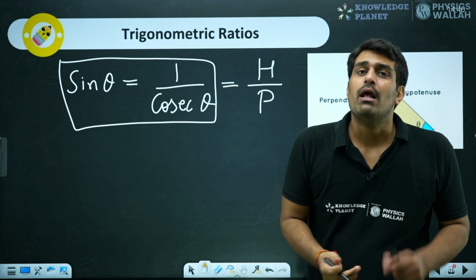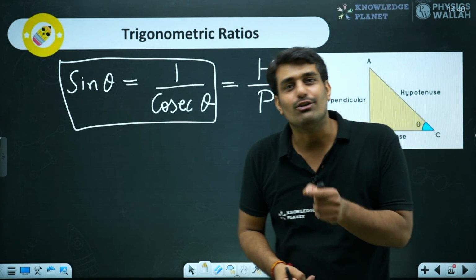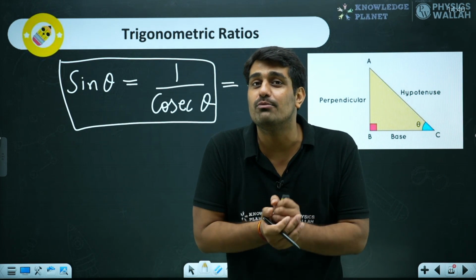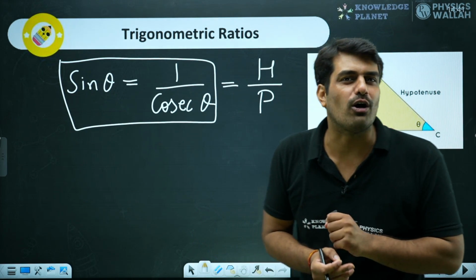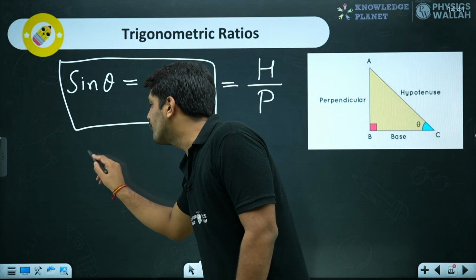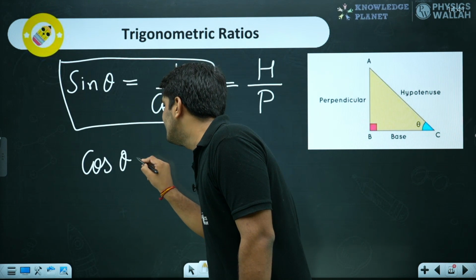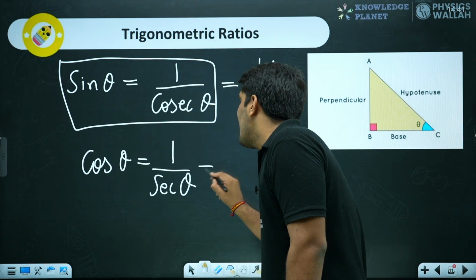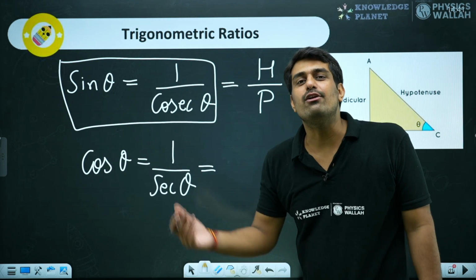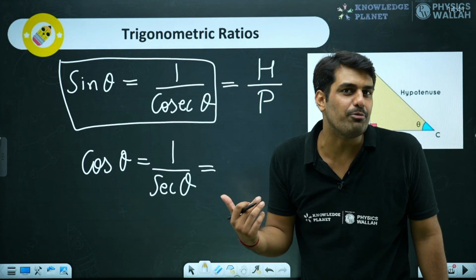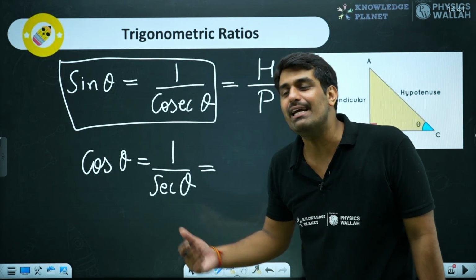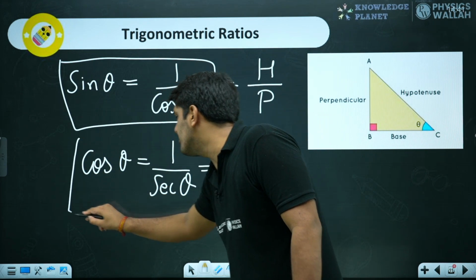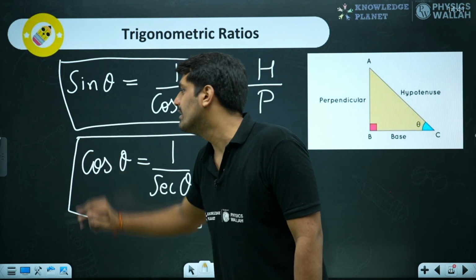Alright, next. Since I have told you the reciprocal of sine theta, one thing is for sure: like sine theta, cos theta will also have a reciprocal. So what is the reciprocal of cos theta? The reciprocal of cos theta is called sec theta, which is 1 upon cos theta. And now it's very obvious, if I know cos theta is base upon hypotenuse, in the case of sec theta it will be hypotenuse by base. So this is the next relation which should be remembered.